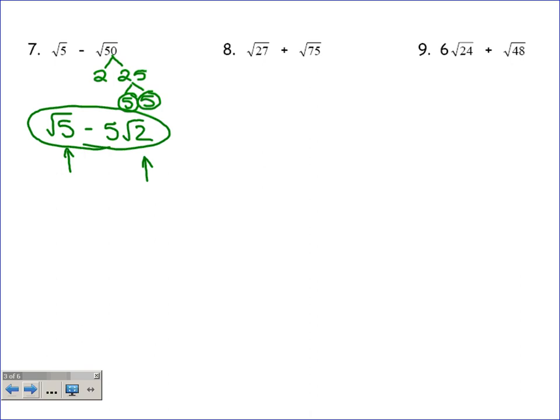Okay, I know the square root of 5 minus. There was a pair of 5s. Yeah, where'd you get the 2? Just the leftover. And that's the leftover part.